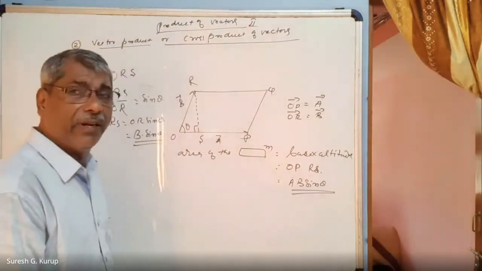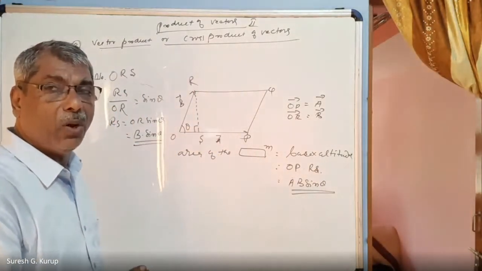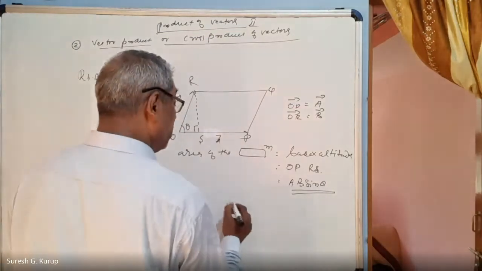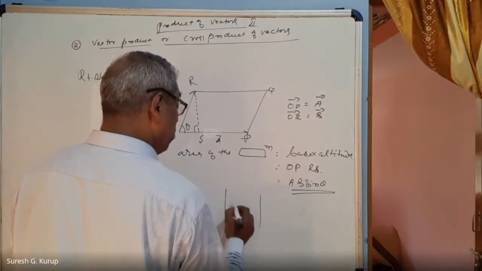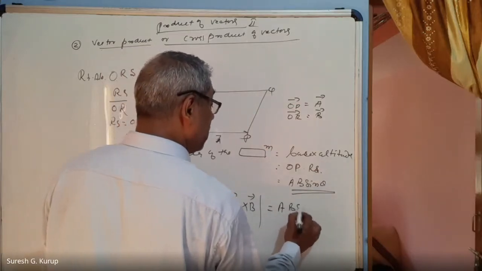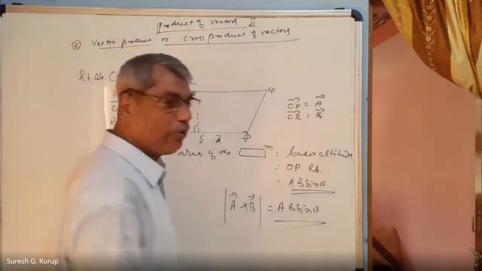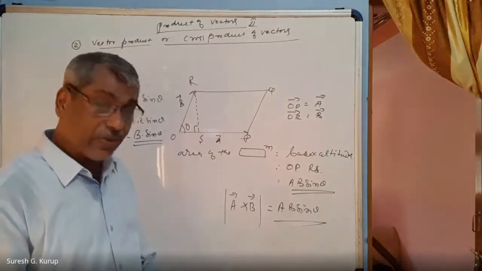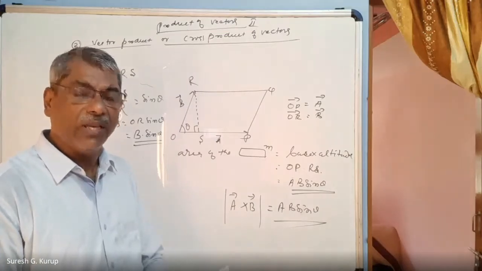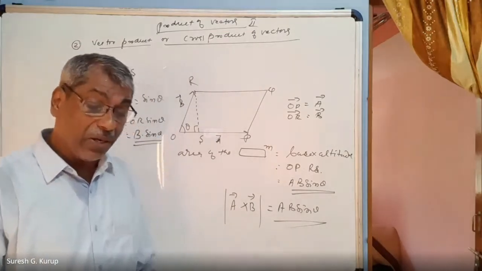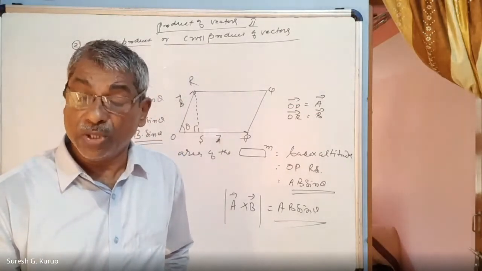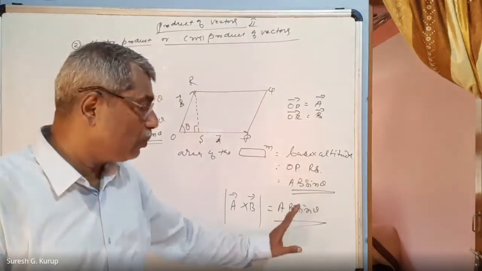What is AB sine theta? AB sine theta is the magnitude of the cross product of the two vectors A and B, right? That is the magnitude of A cross B. Magnitude of A cross B is equal to AB sine theta. This is the physical meaning of the cross product of two vectors. So we have seen that the magnitude of the vector product of two vectors is equal to the area of a parallelogram whose sides are representing the two vectors. That is our proof.